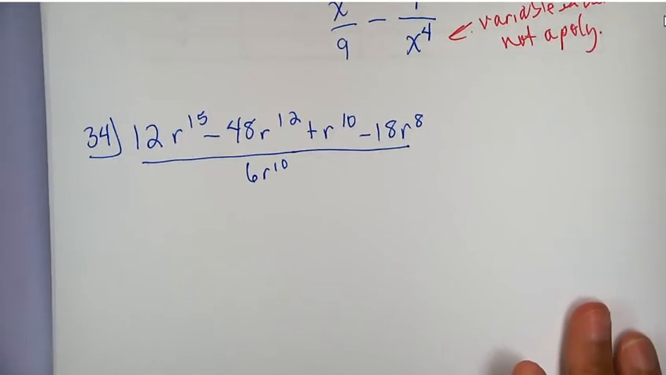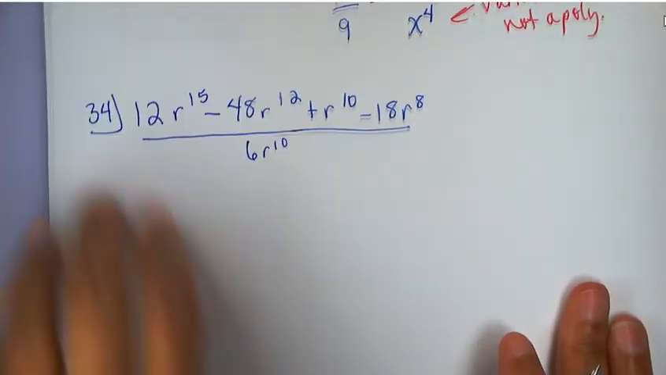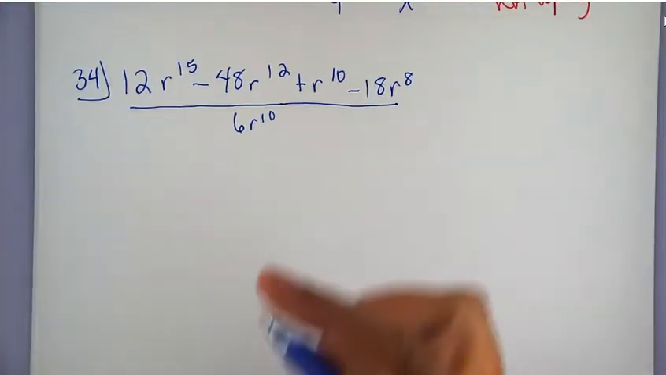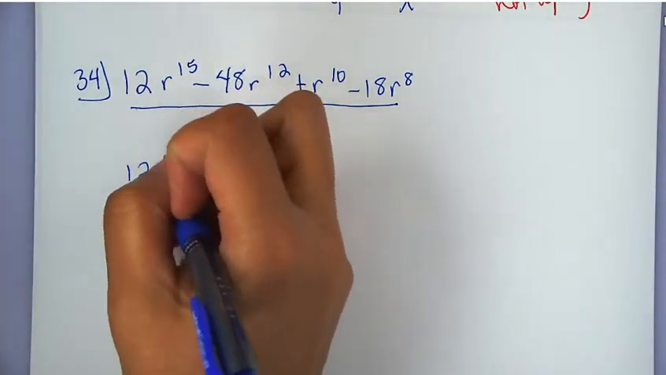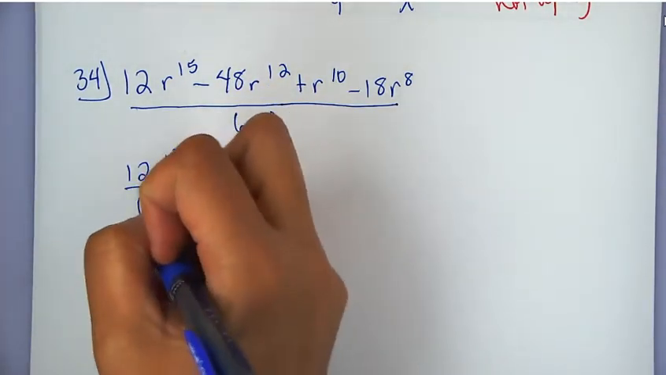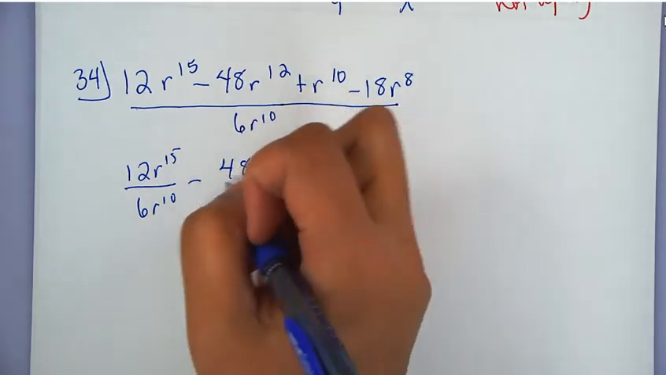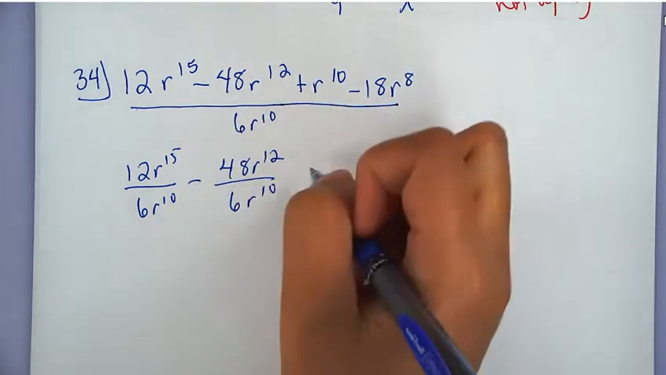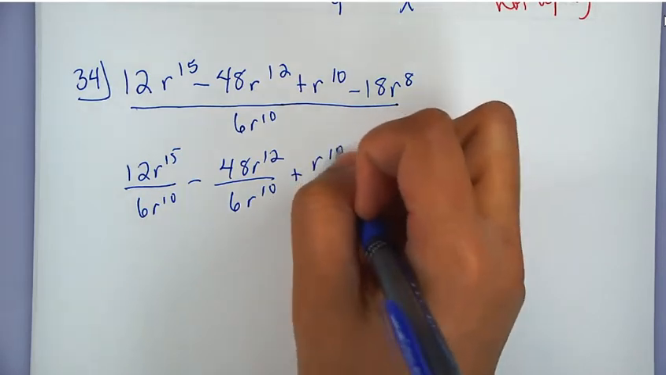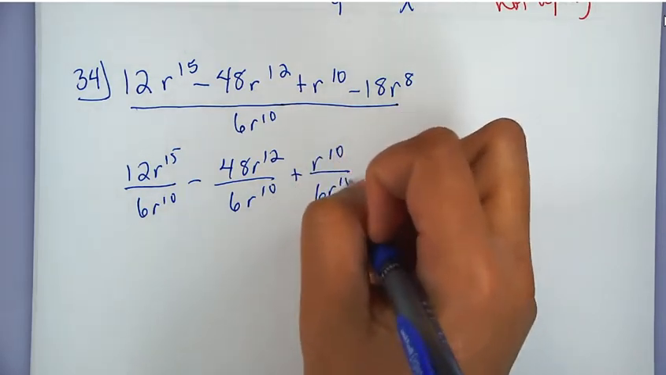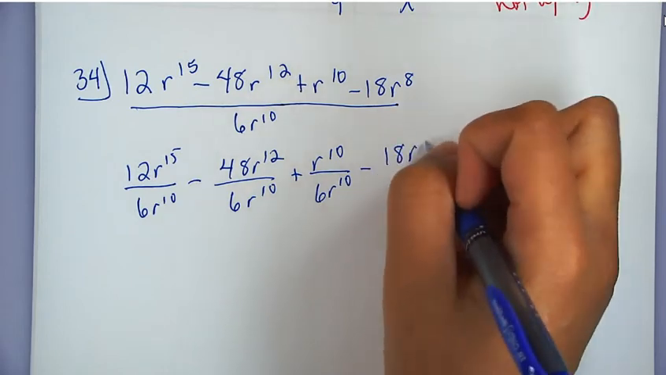All right. What are we going to do first? Yep, break it up. So we're going to break it up. Let's do it. We're going to have 12r to the 15th over 6r to the 10th minus 48r to the 12th over 6r to the 10th plus r to the 10th over 6r to the 10th minus 18r to the 8th over 6r to the 10th.